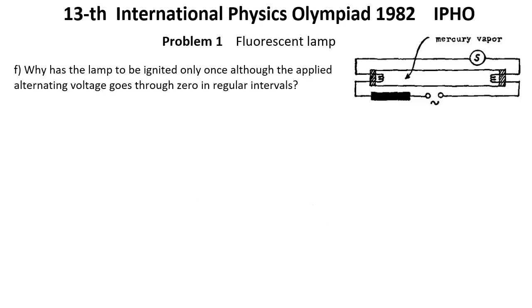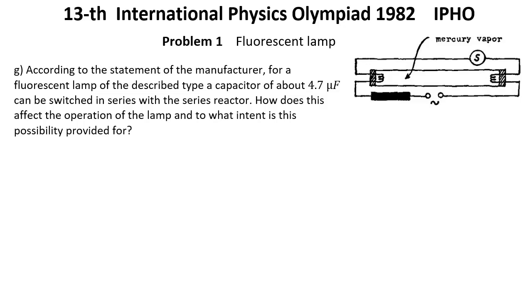Question F. Why has the lamp to be ignited only once, although the applied alternating voltage goes through zero in regular intervals? Solution. The recombination time of the ions and the electrons in the gaseous discharge is sufficiently large. That was solution for question F.